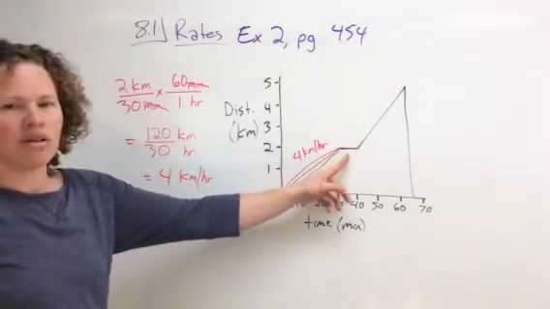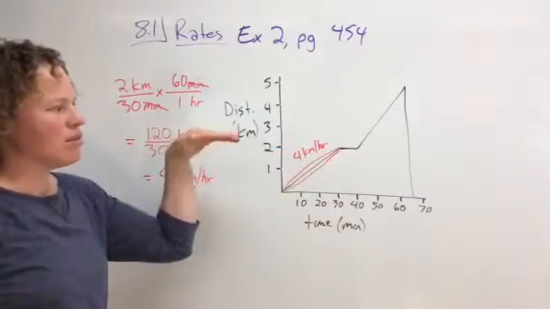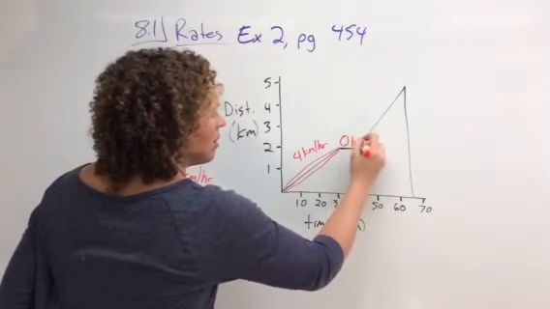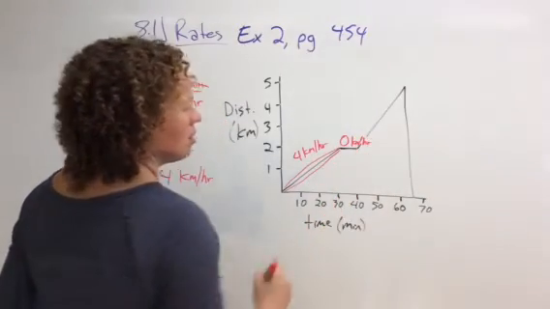This one, there is no change. It's flat. Anytime you have a flat line, you have a rate of 0 kilometers per hour. Just make a little hole in my line.